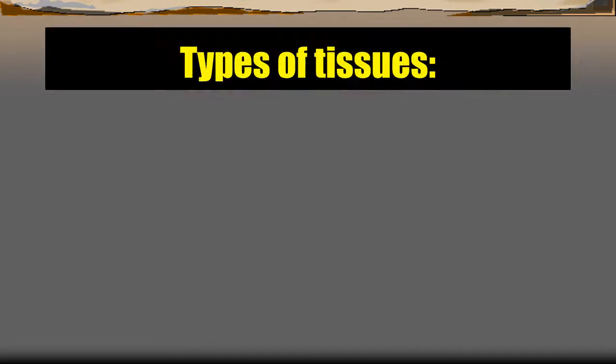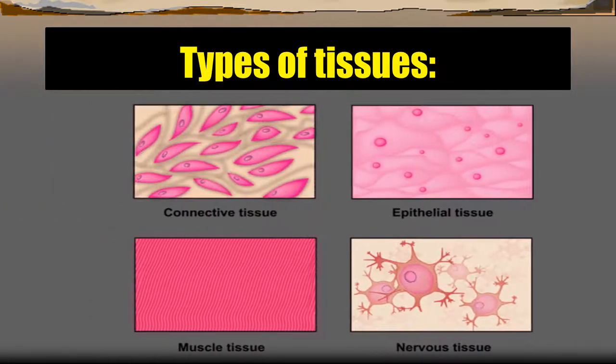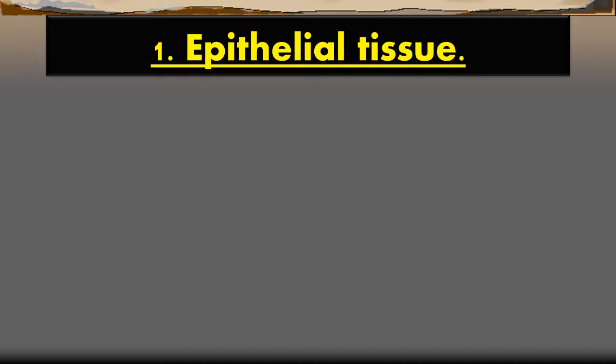Now we have seen the different types of tissues: connective tissue, epithelial tissue, muscular tissue and nervous tissue. Out of these, today we shall study only epithelial tissue and muscular tissue. Alright, so let's first study epithelial tissue.